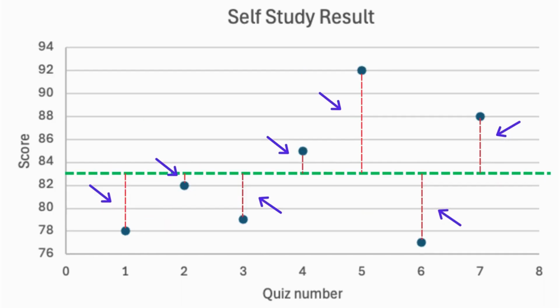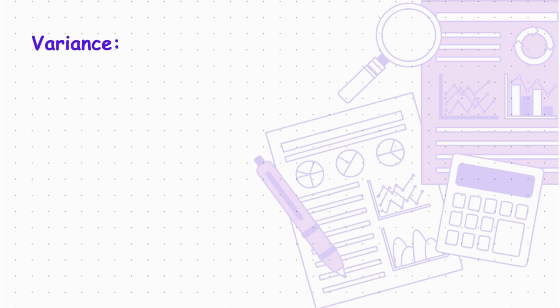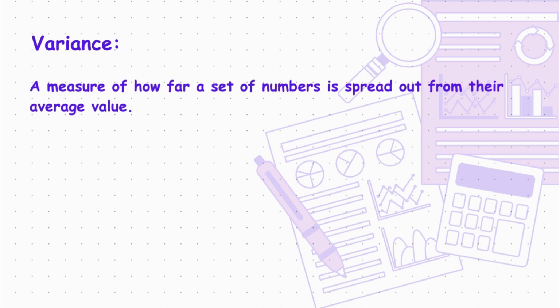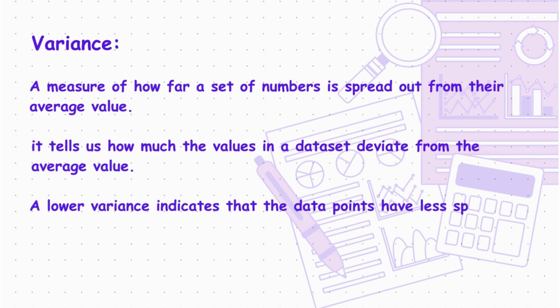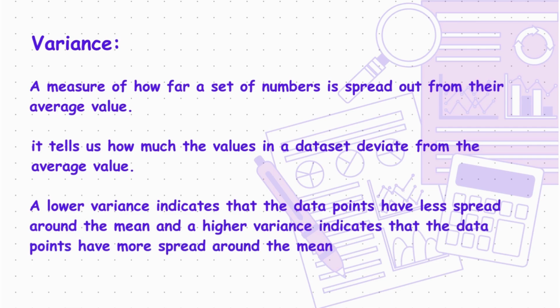But in order to have a more realistic conclusion, we need to see on average how far all the data points are from the mean value. And here is where the concept of variance will arise. Variance is a measure of how far a set of numbers is spread out from their average value. In other words, it tells us how much the values in a dataset deviate from the average value. A lower variance indicates that the data points have less spread around the mean, while a higher variance indicates that the data points have more spread around the mean.